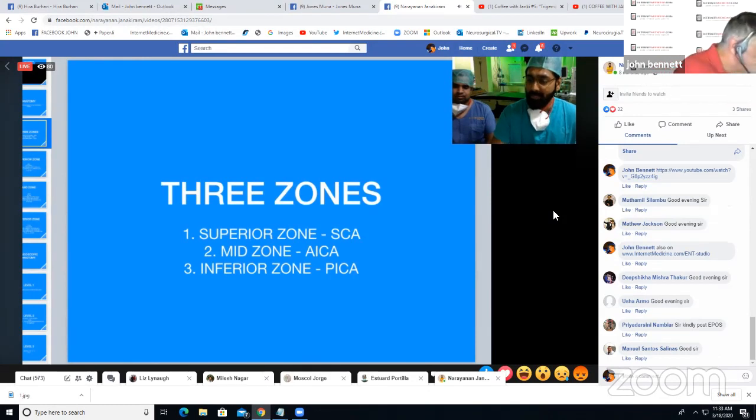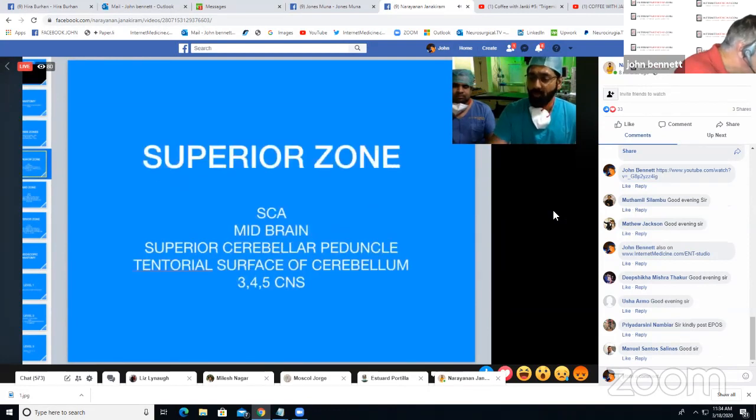The mid zone is the AICA, that's the anterior inferior cerebellar artery. And the inferior zone is the PICA, which is the posterior inferior cerebellar artery. The superior zone has the following structures: the superior cerebellar artery, the midbrain, the superior cerebellar peduncle, the tentorial surface of the cerebellum, the 3, 4, 5 cranial nerves. So these are all the things which you have to write in the exam.